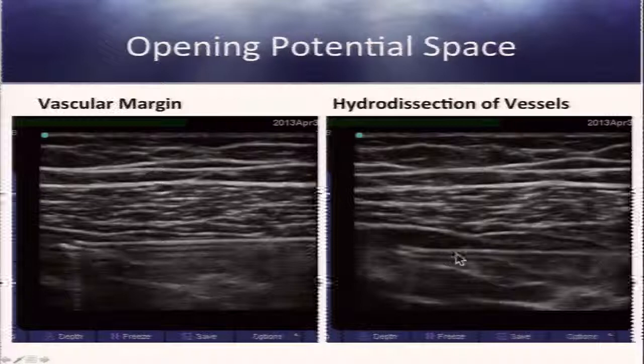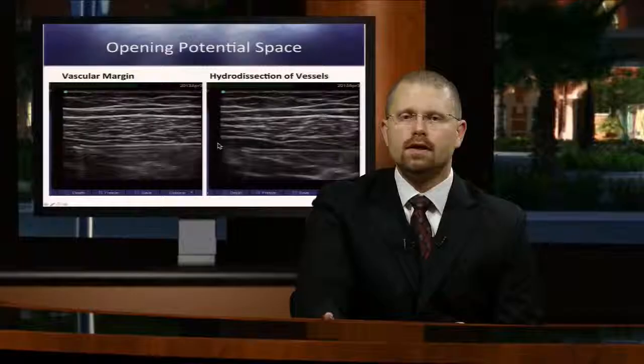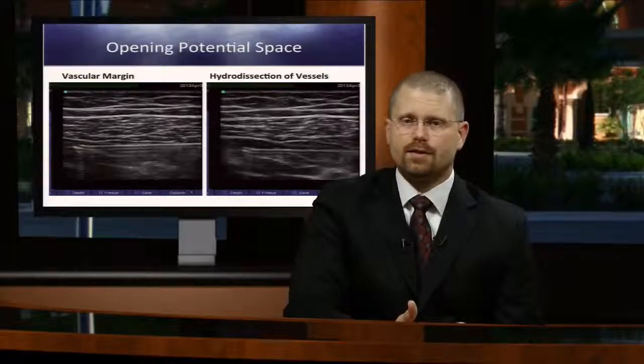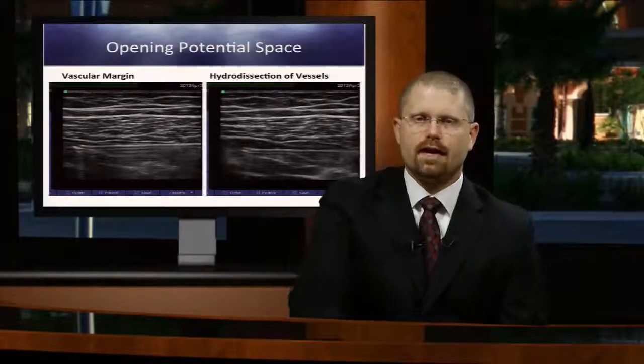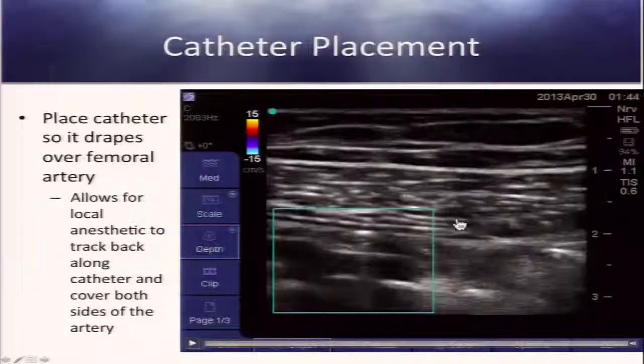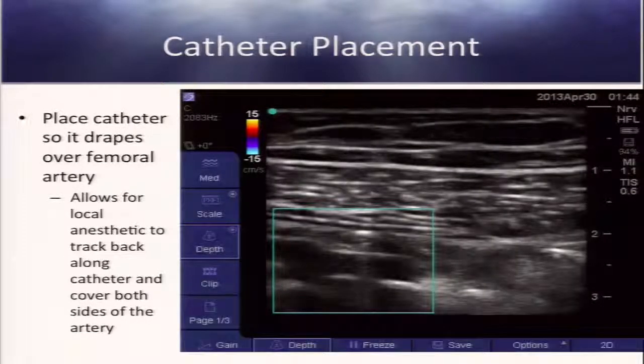This will give you space to then move your catheter along safely so that you do not endanger either penetrating the vasculature or leaving your adductor canal and not having a block. Once you have gone past the vasculature and deposited the remainder of your 10 cc's, place the catheter there so it drapes over the femoral artery.